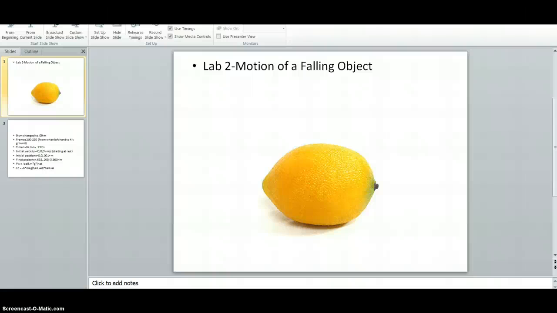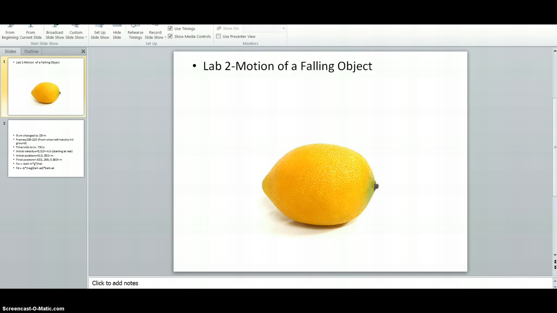Welcome to Lab 2, the motion of a falling object. In this lab, we are to observe the motion of an object dropped from rest that fell somewhat slowly straight down. Using Newton's second law, we observed the effect of gravity and the drag forces.